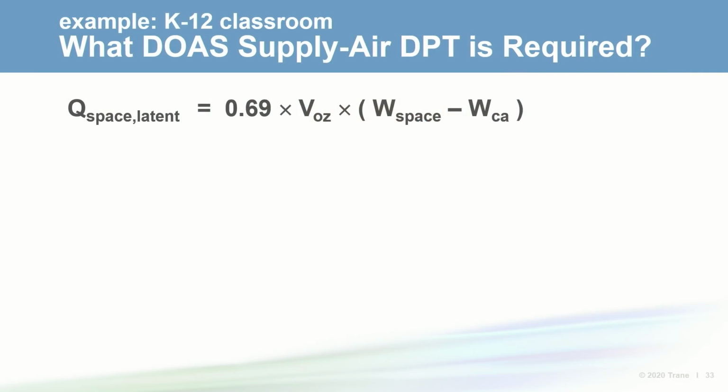The right dew point for a given application depends on the type of space and the indoor humidity level desired, as well as the type of terminal units used. Using this latent load equation, you can determine how dry the air needs to be. The result depends on the space latent load you're trying to remove, the CFM of outdoor air being delivered, and the desired humidity ratio in the space. For this discussion, I'm going to use a different space type, a K through 12 classroom. But I've also included the calculation for Eric's example conference room in your handouts.